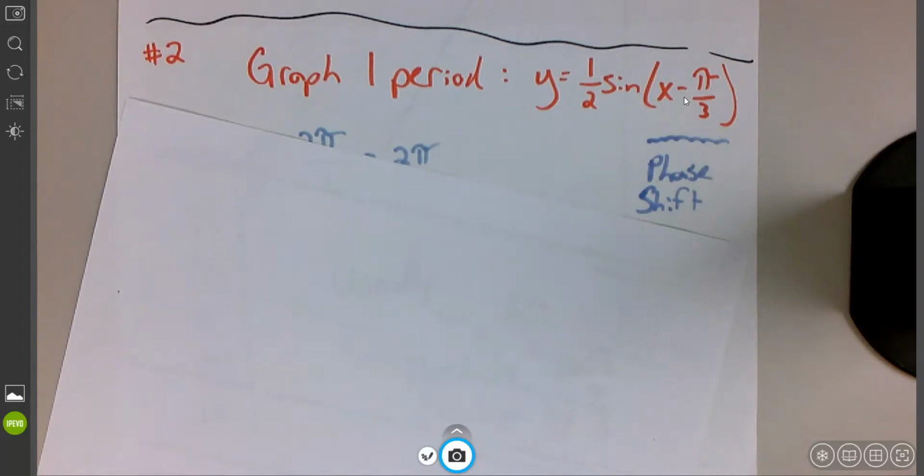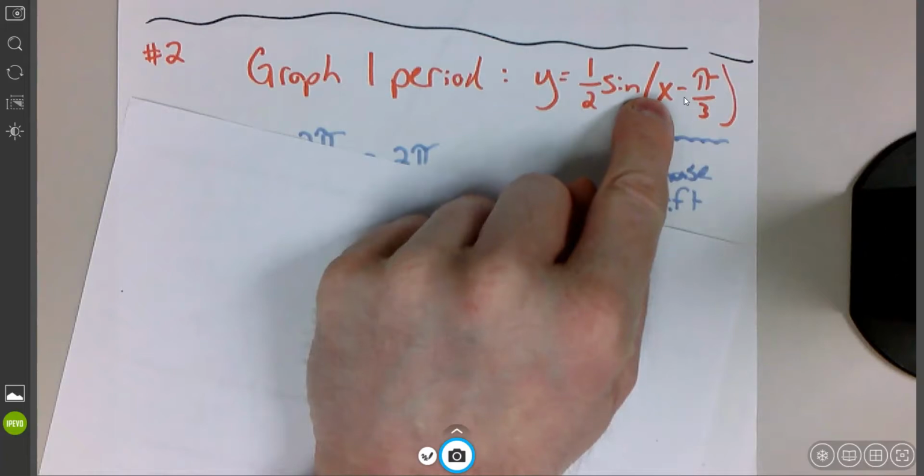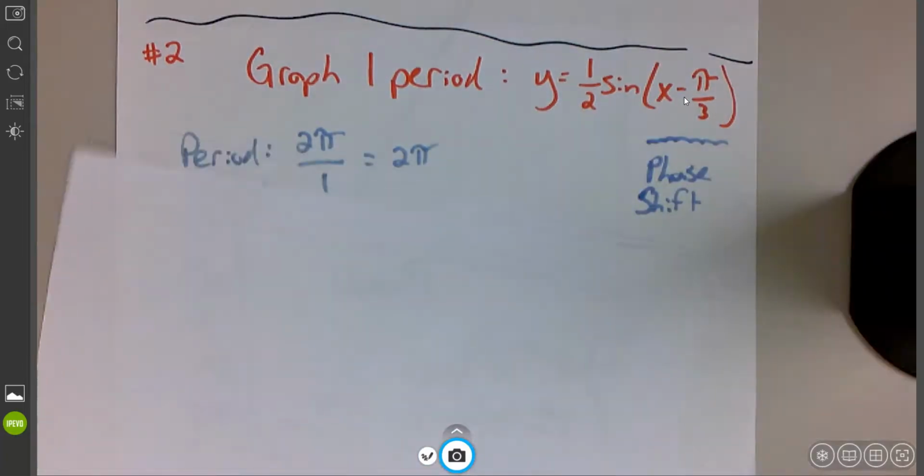Okay? How we start to graph these is no different than how we started to graph the other ones. We have to find the period first. We find the period by doing 2 pi over b. b is still the number that we're multiplying out in front of this x. So in this case, b would just be 1. So we're doing 2 pi over 1. The period is still 2 pi.